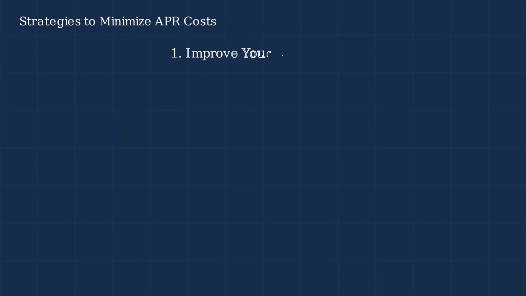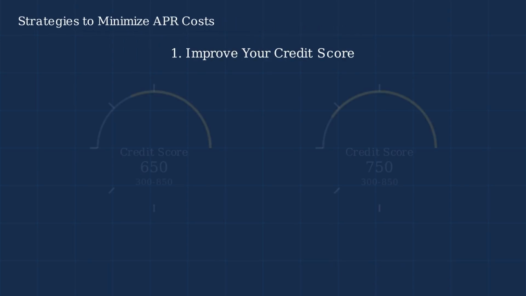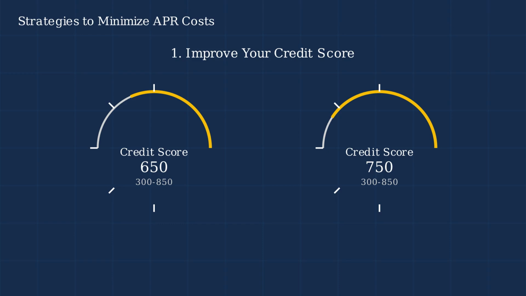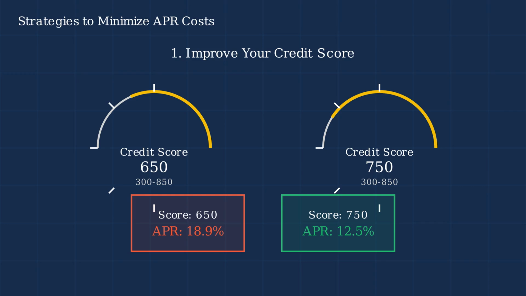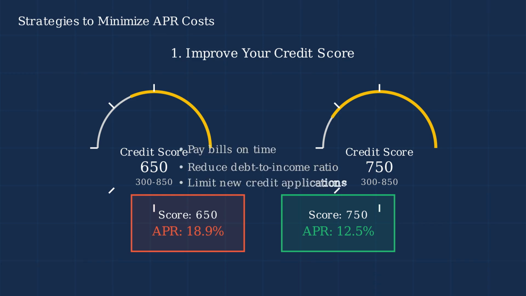The first strategy to minimize APR costs is to improve your credit score. A better credit score can significantly lower the APR you qualify for. For example, improving your score from 650 to 750 could reduce your APR from nearly 19% to 12.5%. To improve your score, focus on paying bills on time, reducing your debt-to-income ratio, and limiting new credit applications.